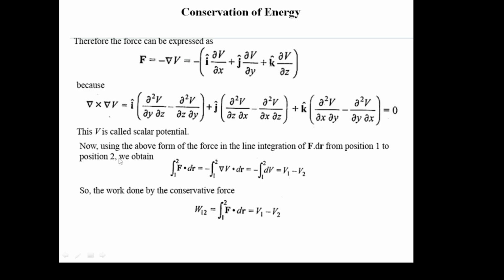Now using the above form of the force in the line integration of F dot dr, the line integral of F dot dr from point 1 to point 2 is V1 minus V2. So the work done by the conservative force, W12, is equal to V1 minus V2.